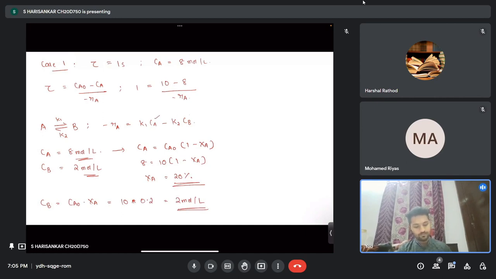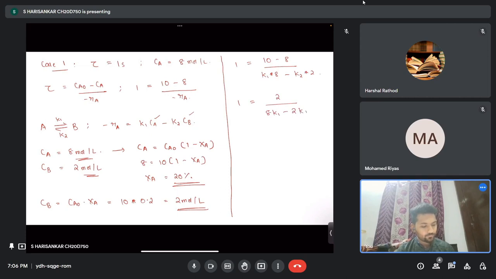Now we just substitute it in the design equation. The design equation is 1 is equal to 10 minus 8 by K1 Ca, which is basically into 8, minus K2 into Cb, which is basically 2. So 1 is equal to 10 minus 8, that is 2, by 8 K1 minus 2 K2. Or we can rearrange this as 8 K1 minus 2 K2 is equal to 2, or 4 K1 minus K2 is equal to 1.